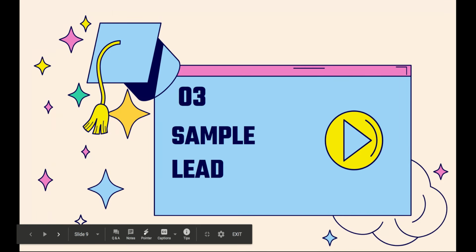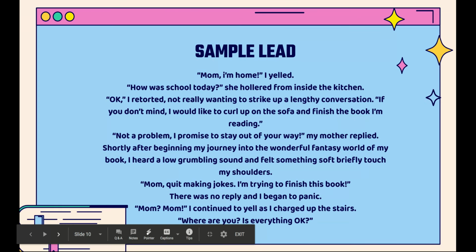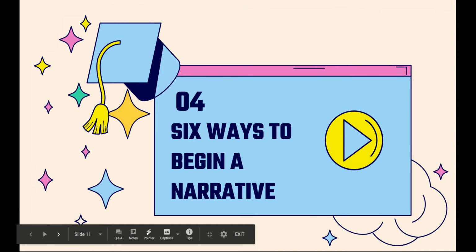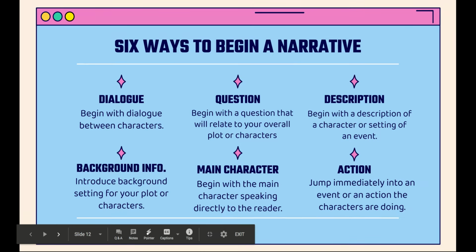The next section you'll see is a sample lead that I've given you. What I want you to do is pause the video here and read through this example lead and answer the next question on Edpuzzle. All right, moving on, 6 different ways to begin a narrative. You can see here, some of these are repeated from the lead section, but there's a few differences. What do you think those differences are?